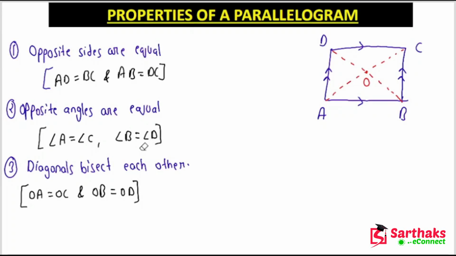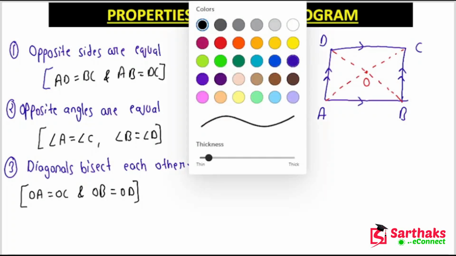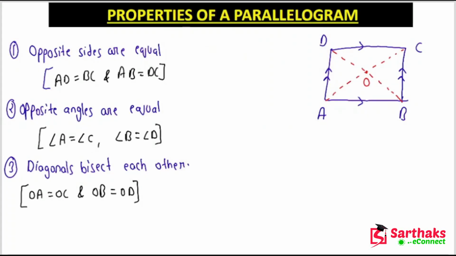Also, the definition itself is a property, that the opposite sides are parallel, right? So we can say the opposite sides are parallel and equal. Now this is when we have already established that ABCD is a parallelogram. Then we are talking about the properties.